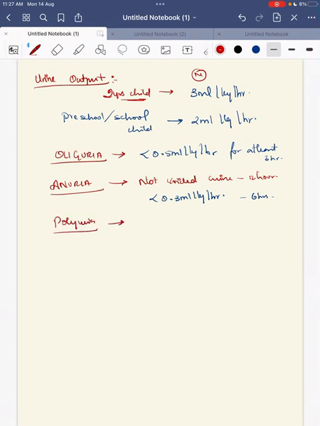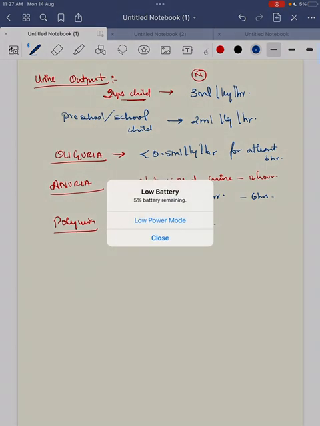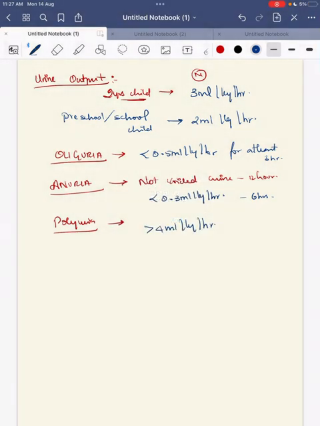When do you call it polyuria? When the urine output is more than 4 ml per kg per hour, then you call it polyuria. Okay, these can be the questions for this. Next.